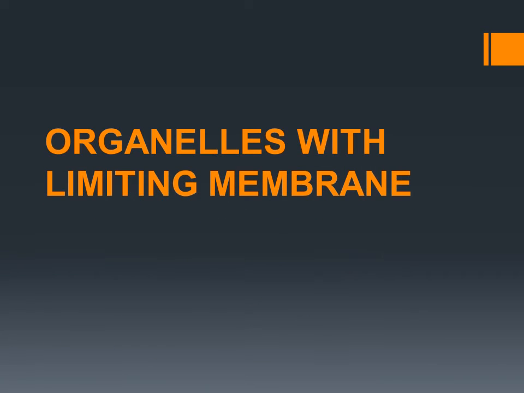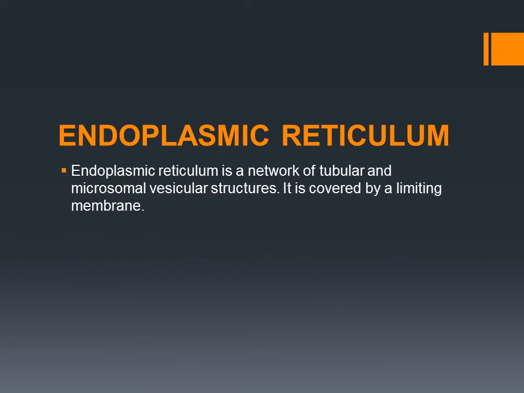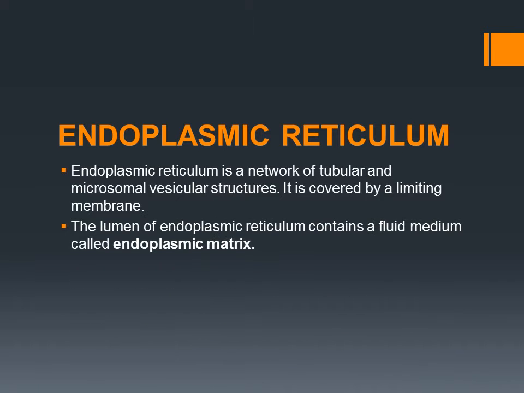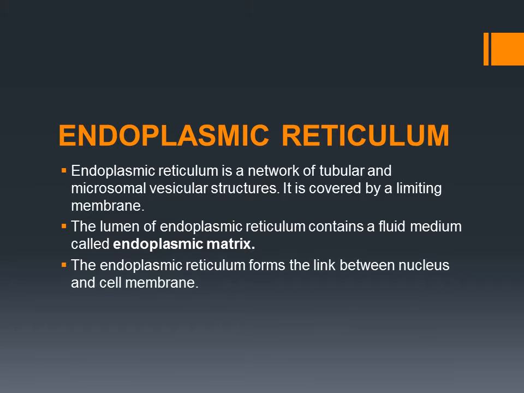Organelles with limiting membrane. Endoplasmic reticulum. Endoplasmic reticulum is a network of tubular and microsomal vesicular structures. It is covered by a limiting membrane. The lumen of the endoplasmic reticulum contains a fluid medium called endoplasmic matrix. The endoplasmic reticulum forms the link between the nucleus and the cell membrane.